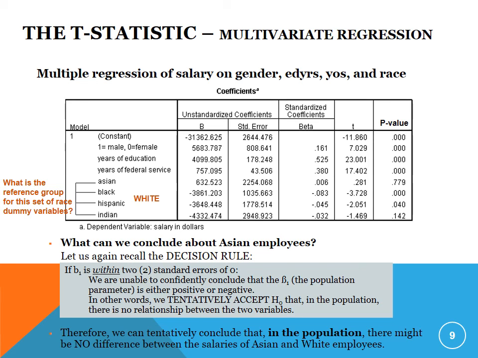Asians make about $632 more than whites in this sample alone. In another sample, it may look different, but in the population, this T statistic is telling us that there actually is no difference. There's no difference in salaries. Interesting, right?